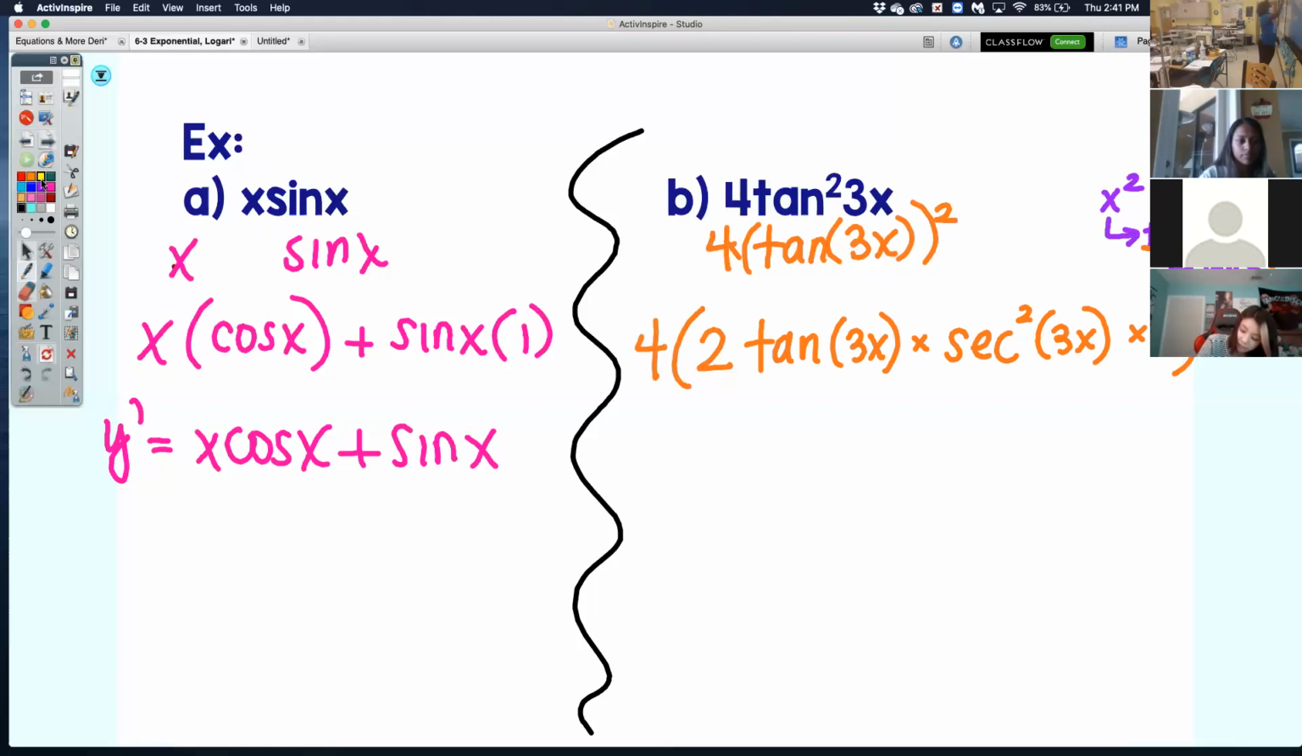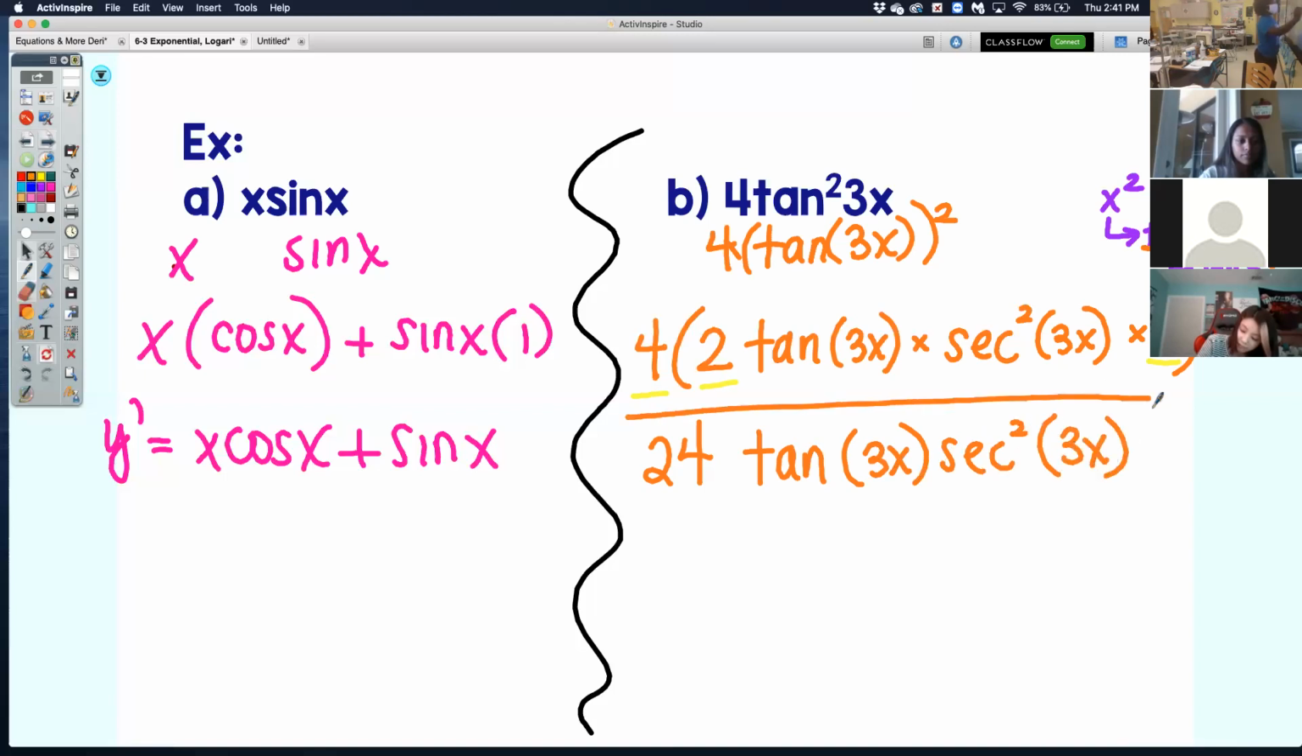Now from here, I just need to simplify. The only things I can multiply are the 4, the 2, and the 3. So it's 4 times 2 times 3. 24. So that'll be 24 tangent 3x, secant squared 3x. That is our derivative.